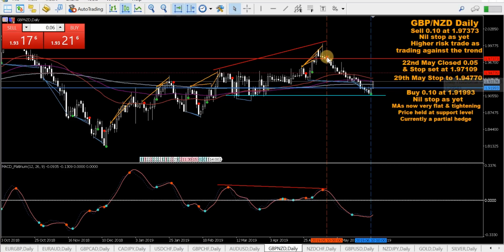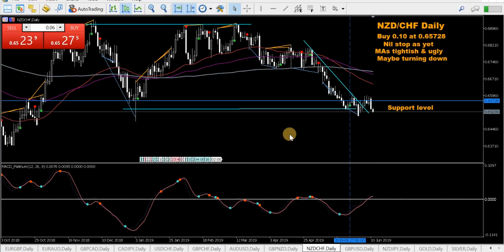Pound New Zealand, took a sell back here. I've already closed half. See my notes. Took another buy this morning. Nice support level here. MACD's a fair distance below the zero level. That's going well. I've got a stop on my half of my sell, so I've got a partial hedge. So yeah, it's looking pretty good, that Pound New Zealand.